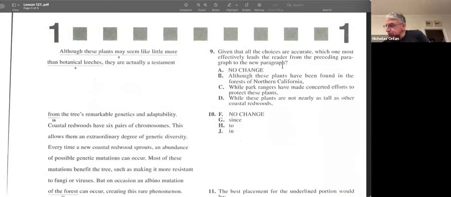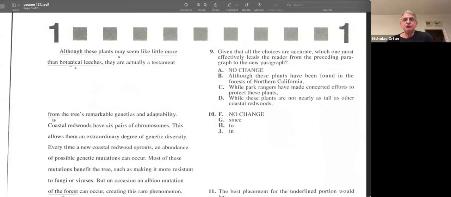And the answer to number 9 is no change, and I'll tell you why. The plants are sucking onto the redwoods to get their nutrients, which would make them seem like botanical, meaning plant, leeches, parasites. But they're much better than that. They're much more interesting than that. They're not just parasites. They're a testament to the tree's remarkable genetics and adaptability.